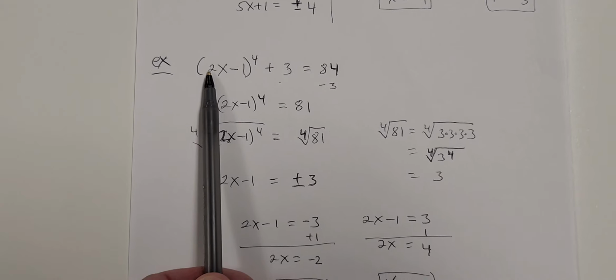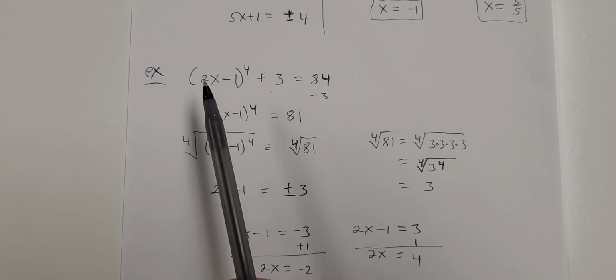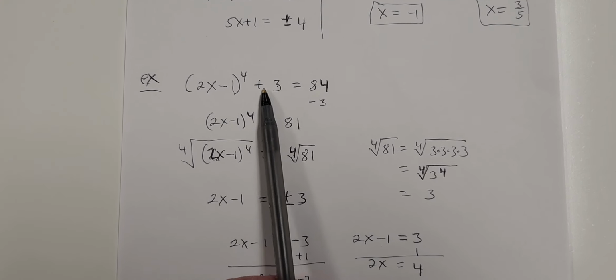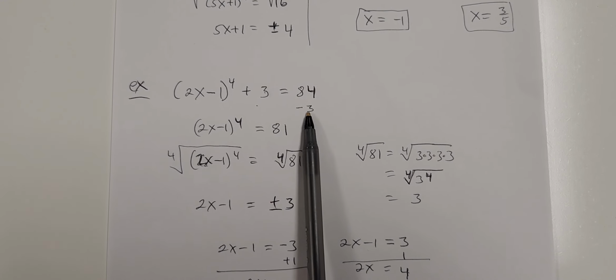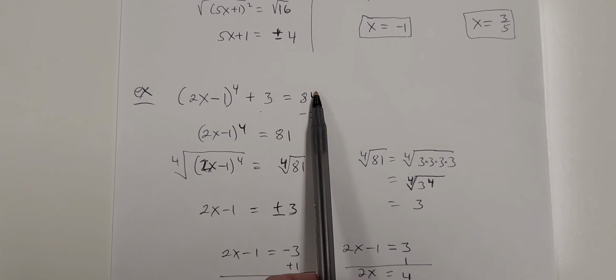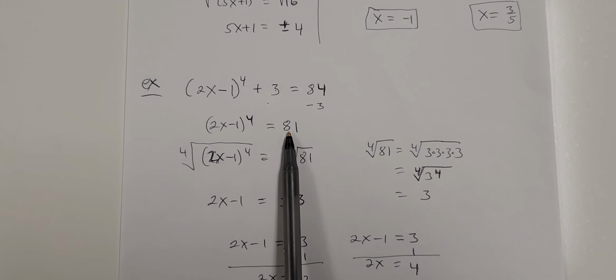Here I have another example. The first thing we need to do is subtract this 3 over, because this is a positive 3. So subtract the 3 over, so I get negative 1. 84 minus 3 gives me 81.